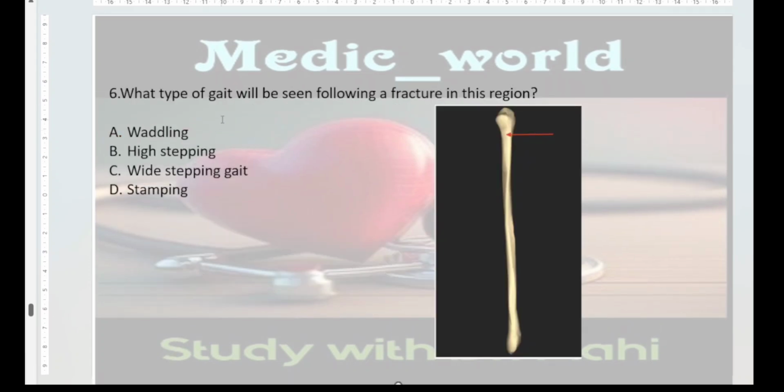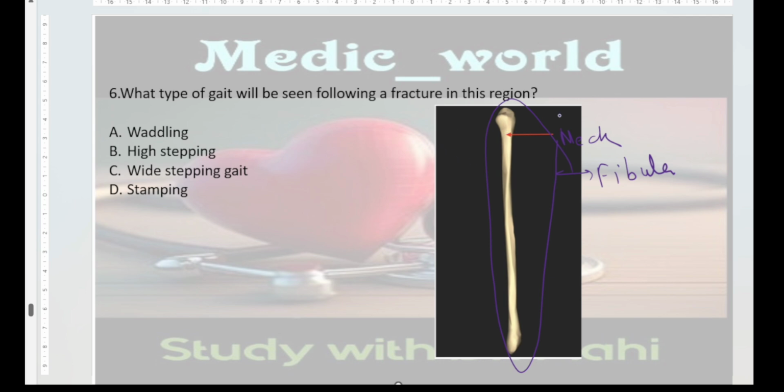What type of gait will be seen following a fracture in this region? First of all, we have to identify this bone. This is our fibula. We all can identify this bone as the fibula, the lateral bone of the leg. The arrow is pointing towards the neck of the fibula, and we all know that around the neck of the fibula there is a nerve called the common fibular nerve.